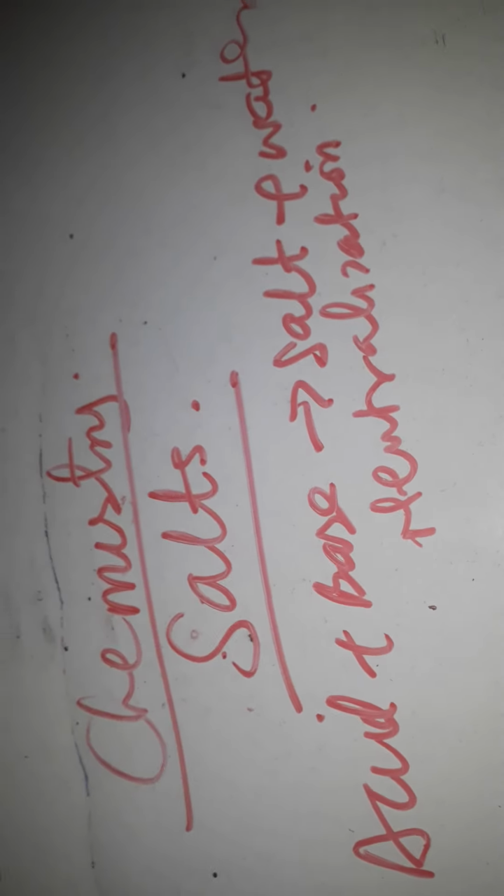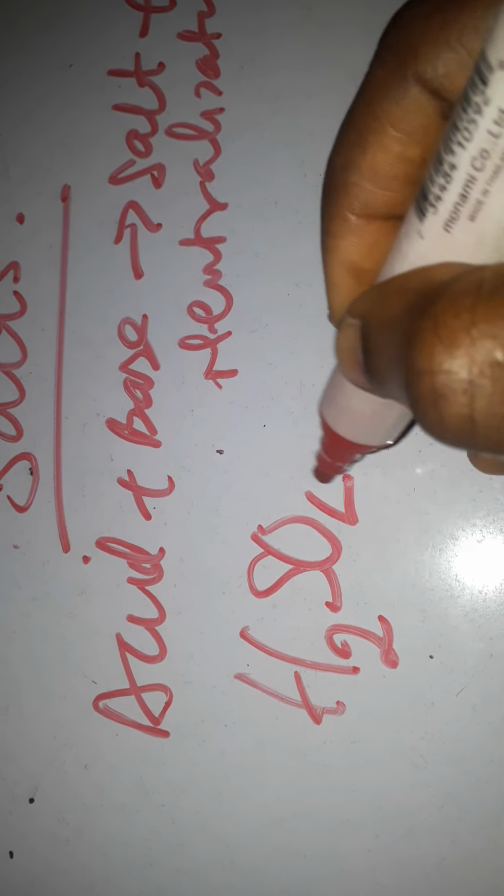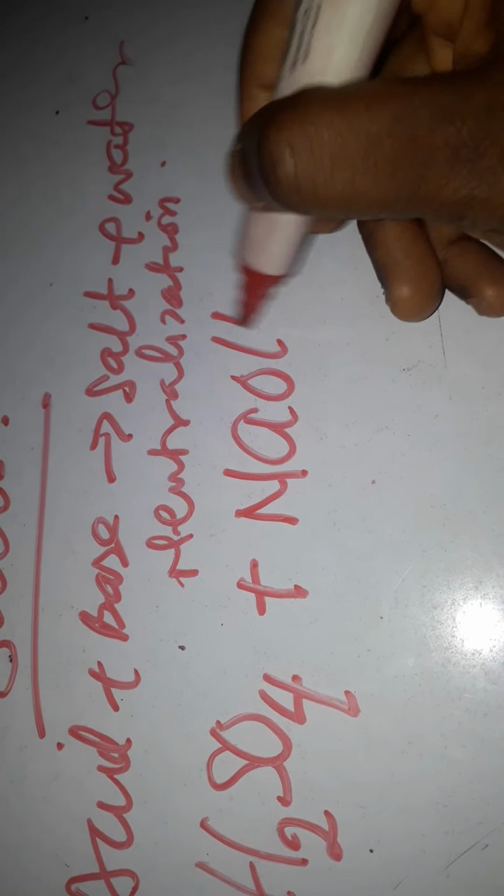Now, we are looking at the types of salts. But before that, I'll give you a better definition of what a salt is. A salt is a compound formed when all of the ionizable hydrogen of an acid is replaced by metallic or ammonium ions. Please recall that in acids we treated basicity of acids. Let's take this for instance: tetraoxosulfate VI acid reacting with sodium hydroxide.